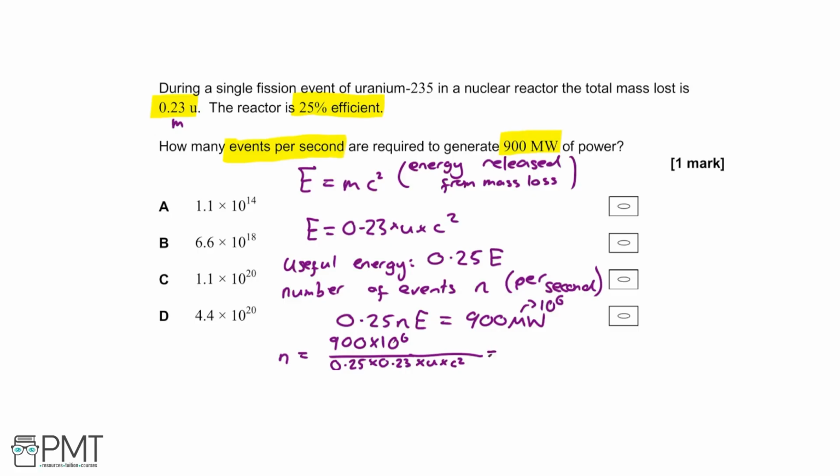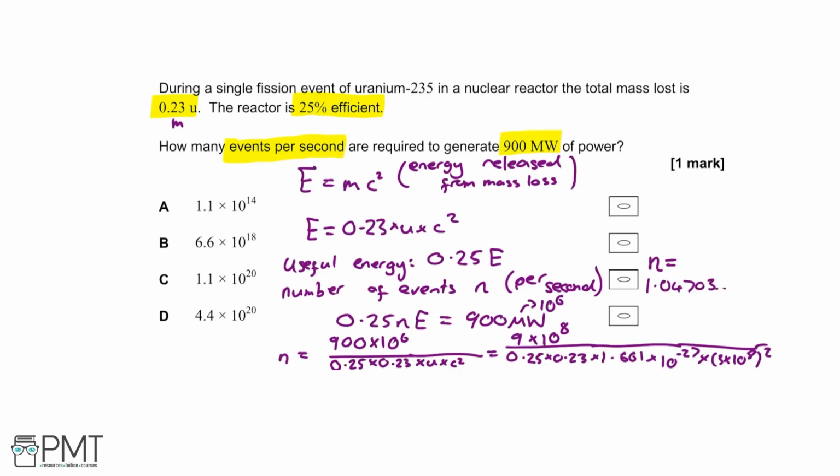Substituting in numbers for this then, we have 9 times 10 to the 8, where I've just simplified that a bit, divided by 0.25 times 0.23 times 1.661 times 10 to the minus 27 times 3 times 10 to the 8 all squared, which will give us our answer for n. So therefore, we have that n is equal to 1.04703 times 10 to the 20, which is approximately equal to 1.1 times 10 to the 20, which would mean that we match answer C. Therefore, our answer is C.